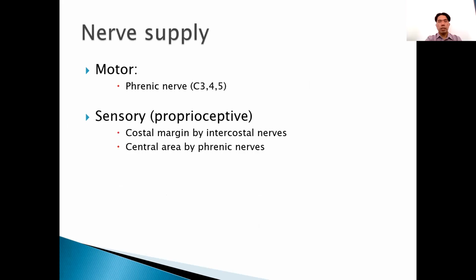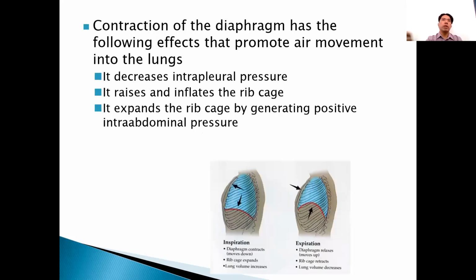Nerve supply, as I said, C3, C4, C5. If you break your neck, you lose your diaphragm, right? I don't know if you've heard or probably have always come across the example of Christopher Reeve, our Superman. Equestrian, fell from the horse, broke his C3, C4, C5, diaphragmatic paralysis from a spinal cord injury. I hope you know him. He was the original Superman. Sensory proprioceptive would be the costal margin by the intercostal and the phrenic nerve for the central area.